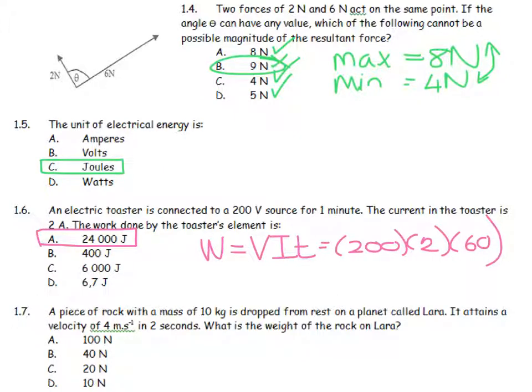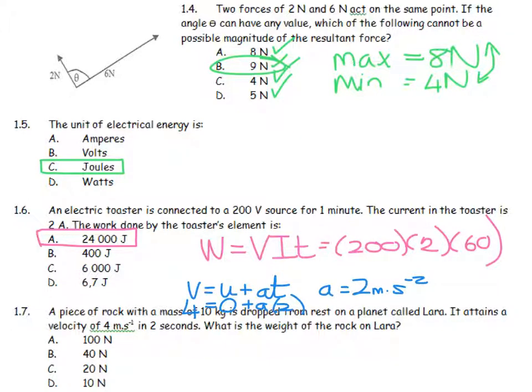A piece of rock with a mass of 10 kilograms is dropped from rest on a planet called Lara. It attains a velocity of 4 meters per second in 2 seconds. What is the weight of the rock on Lara? The first thing that we need to do is establish the acceleration on Lara. So we are going to say V is equal to U plus AT. 4 is equal to, it starts at 0, plus I don't know A in 2 seconds. And therefore A turns out to be 2 meters per second squared.